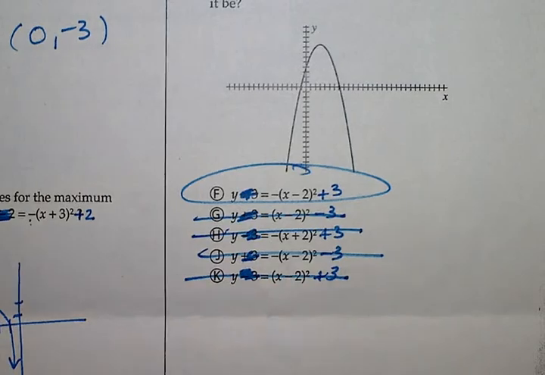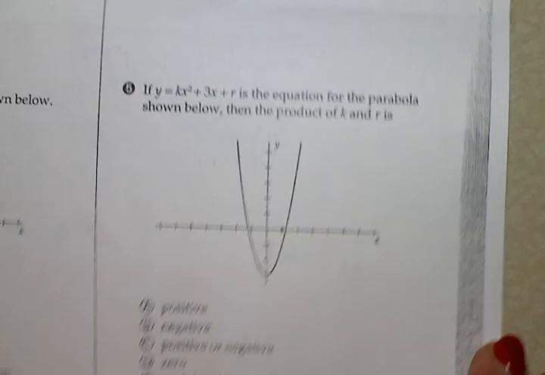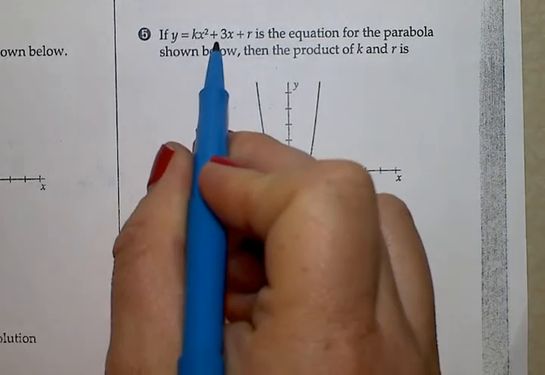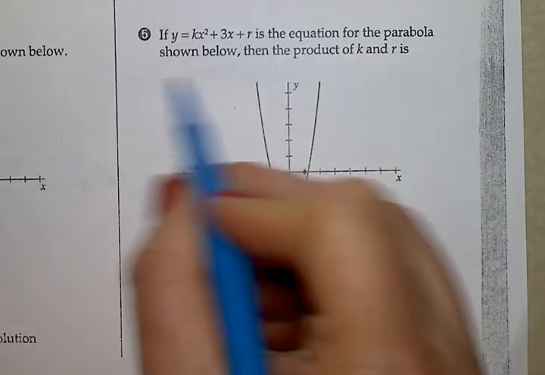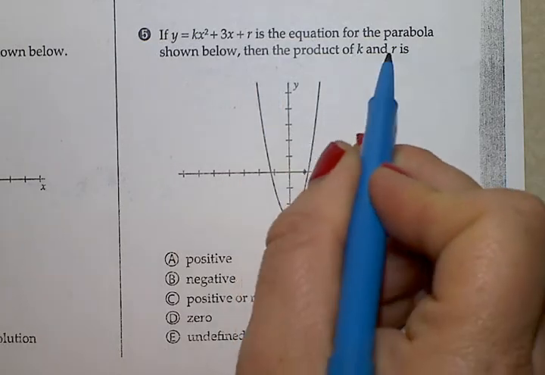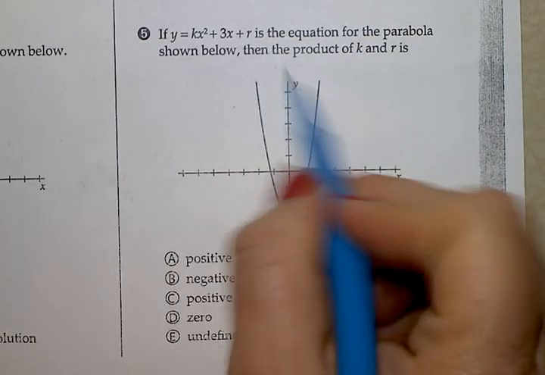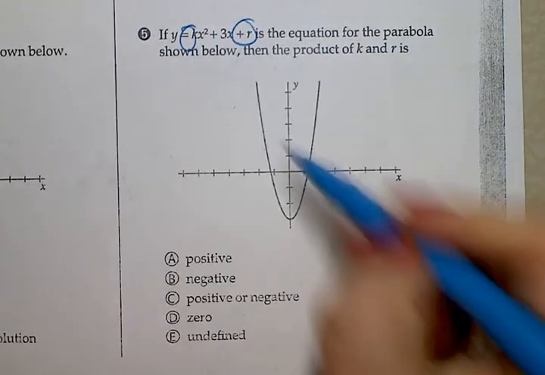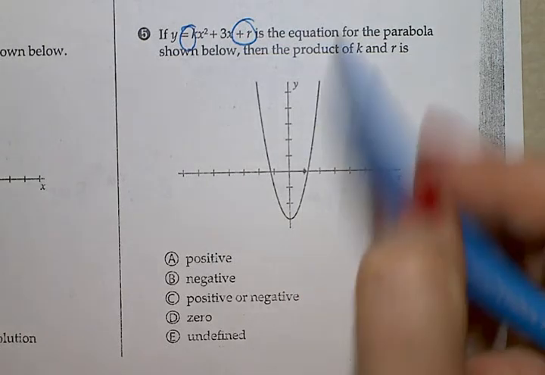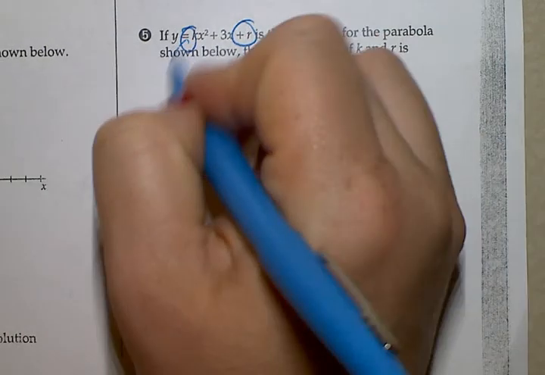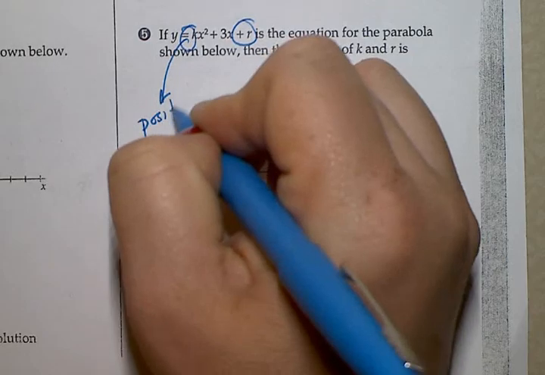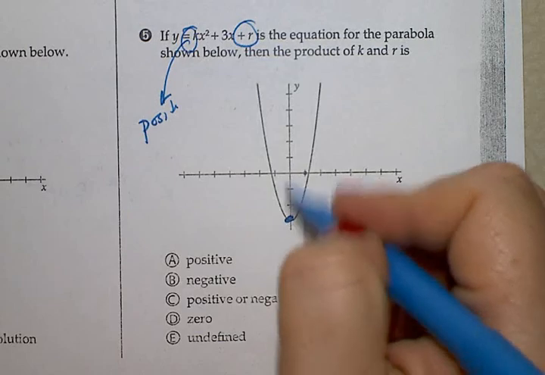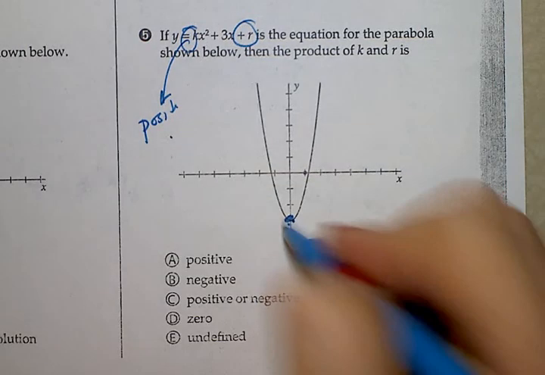Okay, go on to number 5. If y equals kx squared plus 3x plus r is the equation of the parabola below, then what is the product of k times r? This is going to be much like the example we did at the very beginning of this skill set. So first of all, do we have a positive k or a negative k? This is positive because it opens upward. And the r, is it positive or negative? Negative, because the y-intercept is negative. So a positive times a negative is a negative.